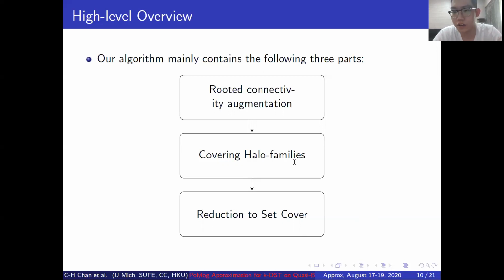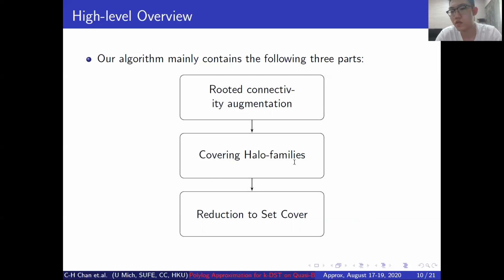Then finally, in at most k rounds, our solution will become k-connected. The second step is that in each round, we want to increase connectivity by one, and we will use another technique called hollow set decomposition. We also define this problem as covering hollow families, which means we have to find some edges to cover some subsets of vertices, called hollow families. But how can we solve this problem of covering hollow families?